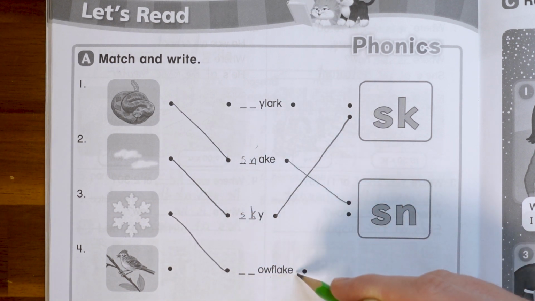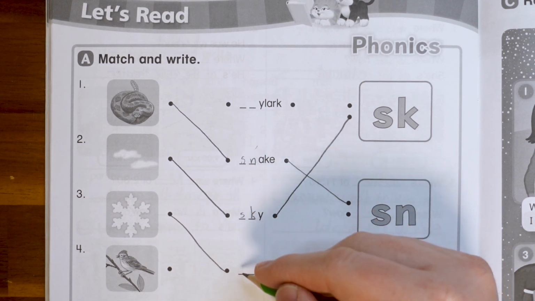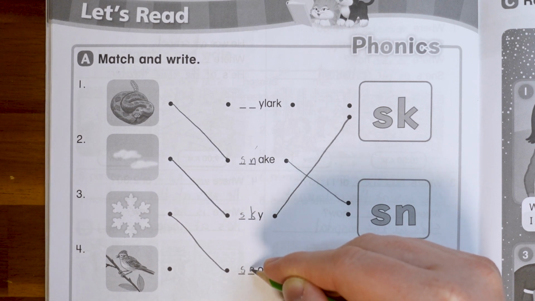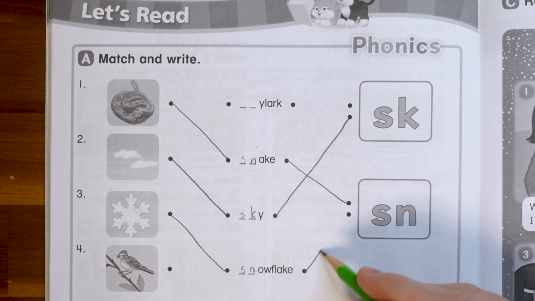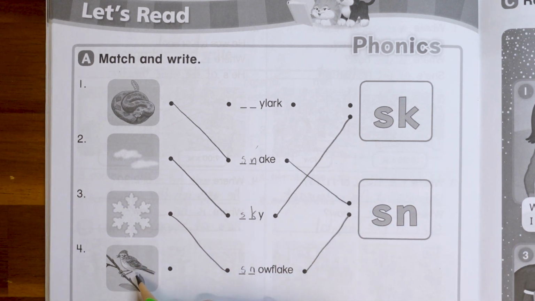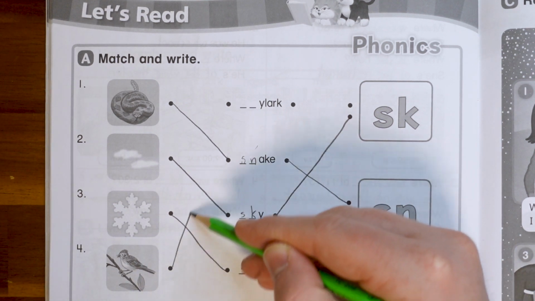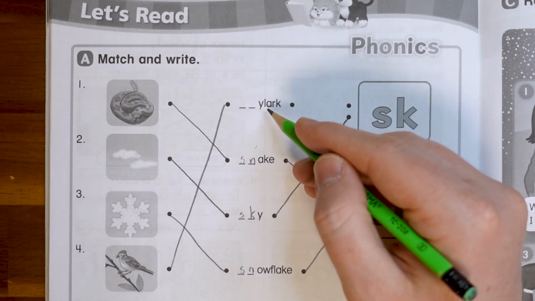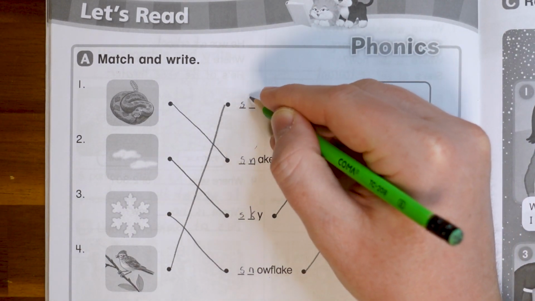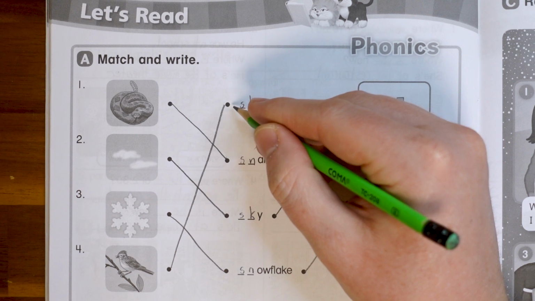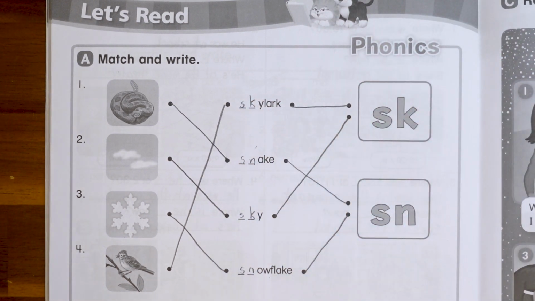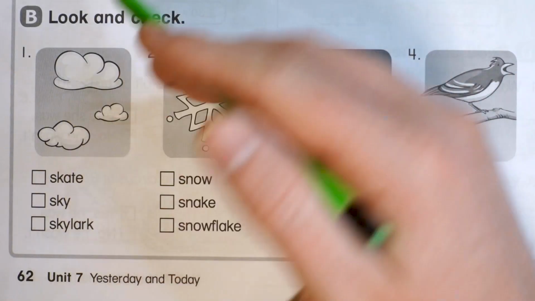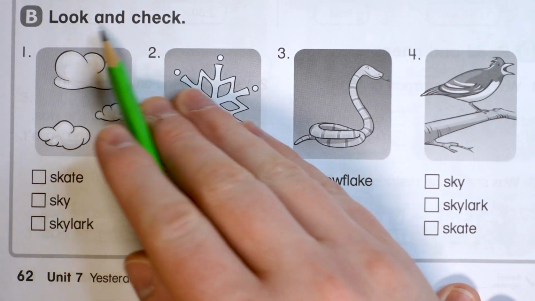Next, this is a snowflake, so we're looking for owflake. It's missing a sn, so we'll write sn, sn, owflake, snowflake. So that goes to sn. And this is a skylark, this kind of bird, so that goes up to here. We already have ylark, so we're just missing a sk. Sk, ylark, skylark, which goes over to here. Part A is done.